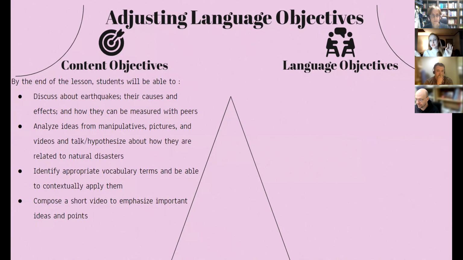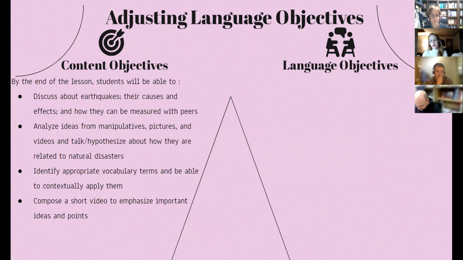For this lesson about earthquakes that I made for elementary level, I want students to discuss earthquakes, talk about how they can be measured. I want them to analyze ideas and talk about how they're related to natural disasters. I want them to know appropriate vocabulary about earthquakes and be able to apply it. And then finally, I want them to be able to create a video.